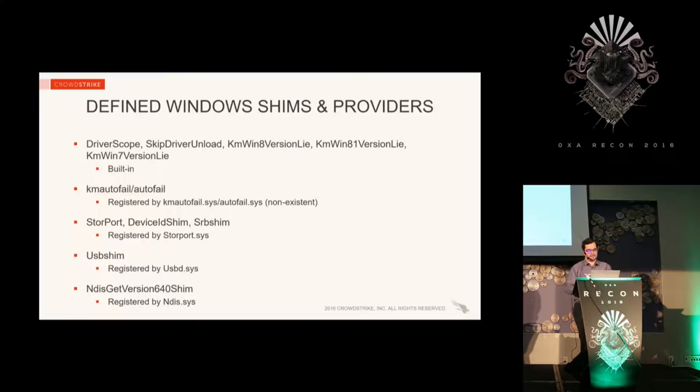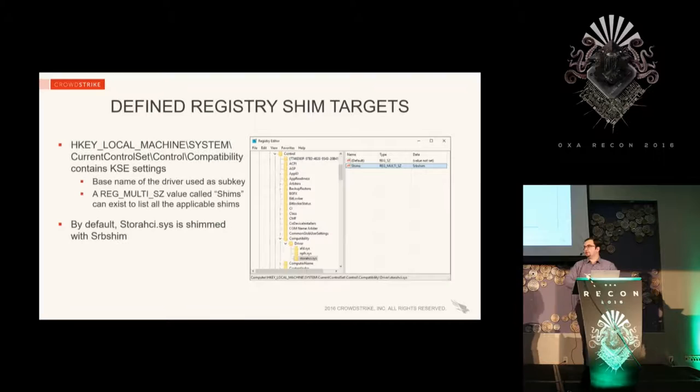Then in the registry, as I mentioned, certain drivers can be targeted. So by default, on a clean Windows 10 installation, if you go to the compatibility key in the registry, there's a subkey called driver. And under that subkey, there's different driver names. You might see in the screenshot there's a few there that I've added. But the one that's there by default only is storeahci.sys, which is the AHCI or SATA storage driver. It has the SRB shim applied.